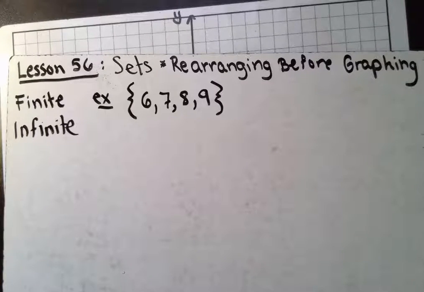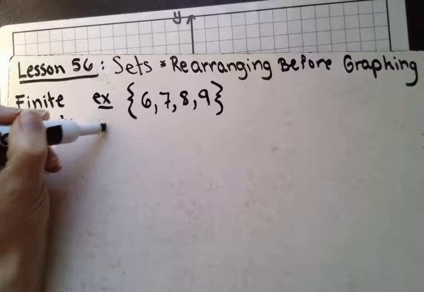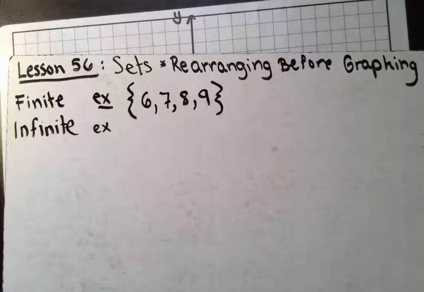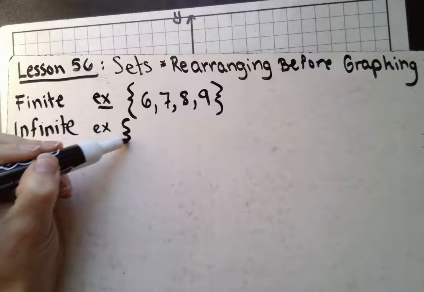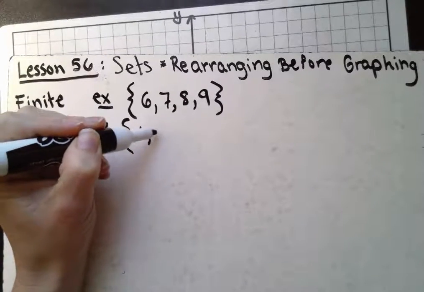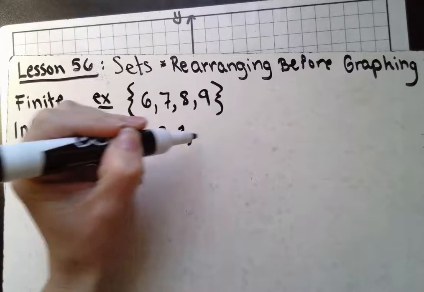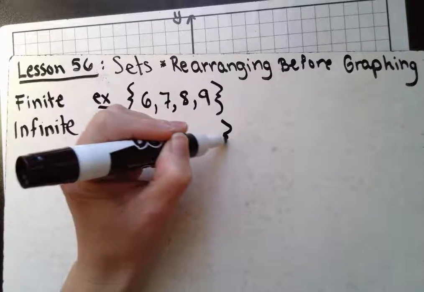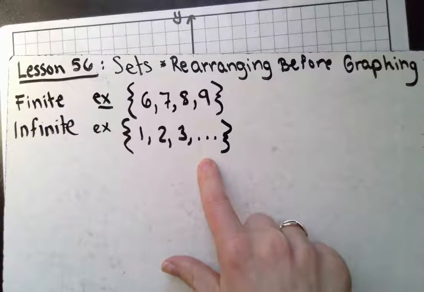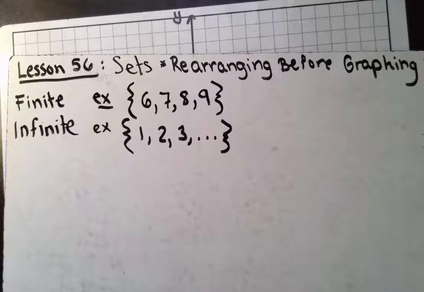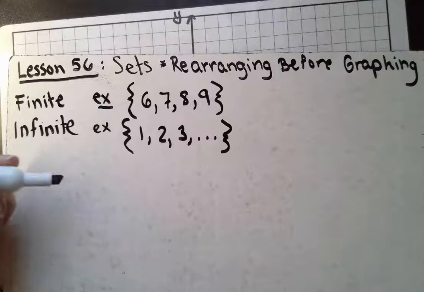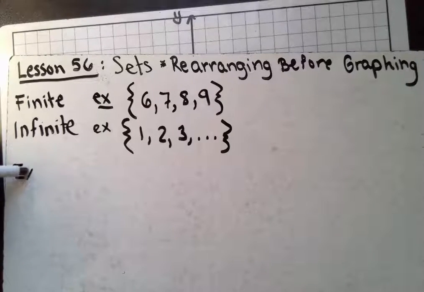An example of an infinite set would be something like counting numbers. We've learned about the set of counting numbers, which is 1, 2, 3, and then so on. These three dots indicate that it goes on forever, right? So it's an infinite set. We're mostly going to deal with finite sets today. Let's do an example.